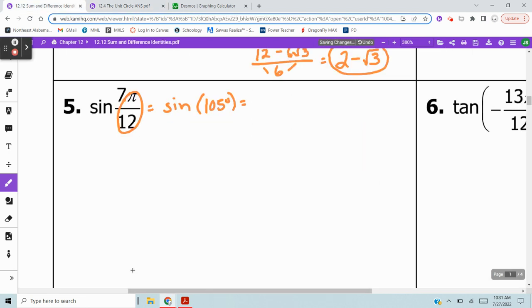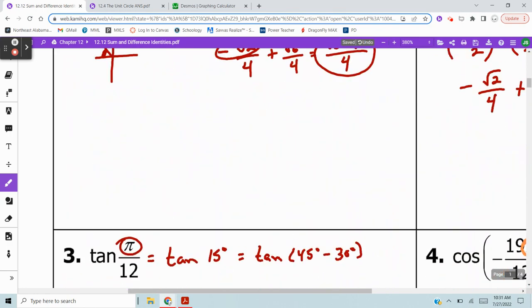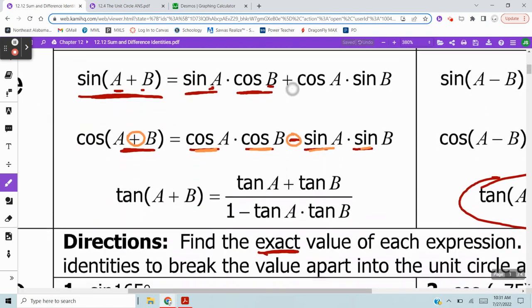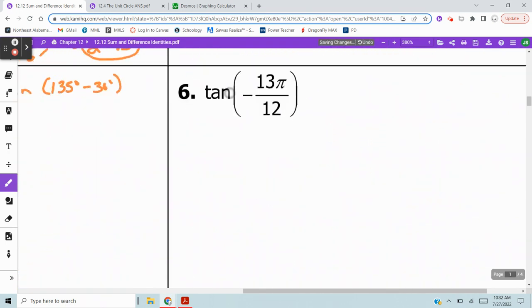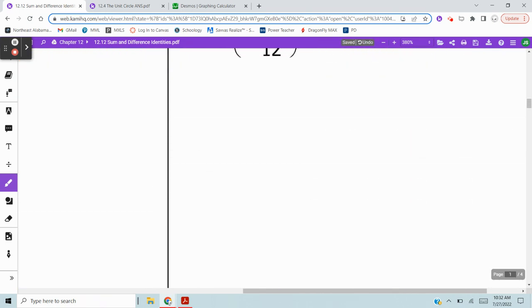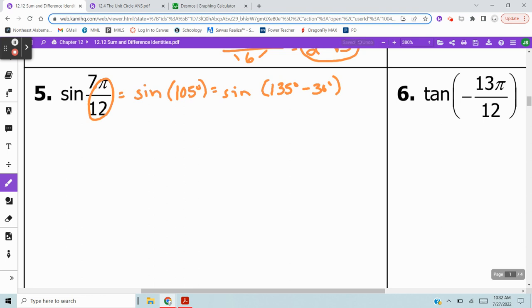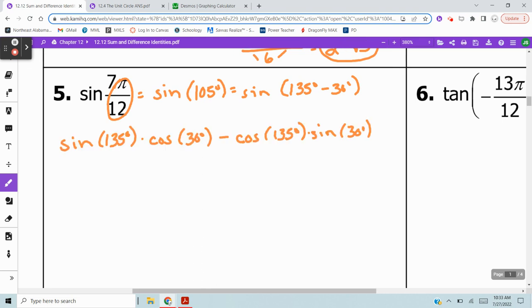So the sine, let's try that again, of 135 minus 30. Let's try to find our identity to match it, the sine of the subtraction of two angles. That'd be the difference over here. The sine of A minus B is sine A cosine B minus cosine A sine B. So that's what we're going to use. Let's go ahead and plug in all of my values. And there we go. We've got everything plugged in. Again, it was sine A cosine B minus cosine A sine B.